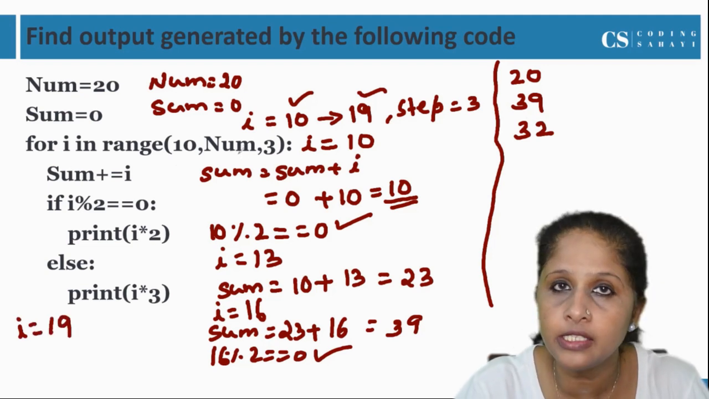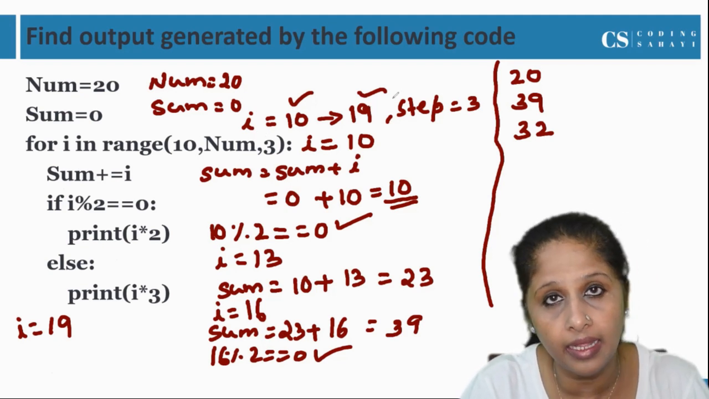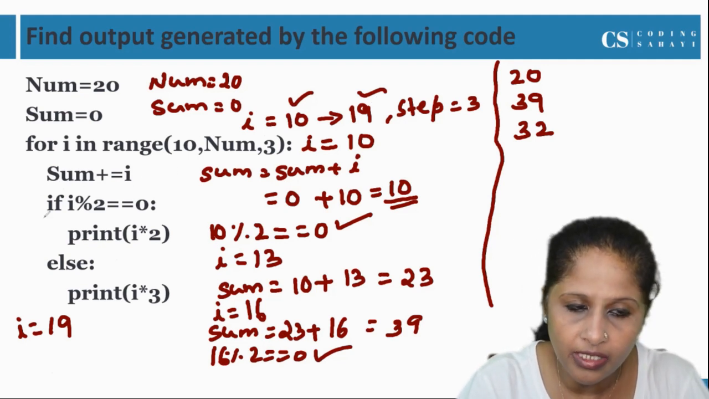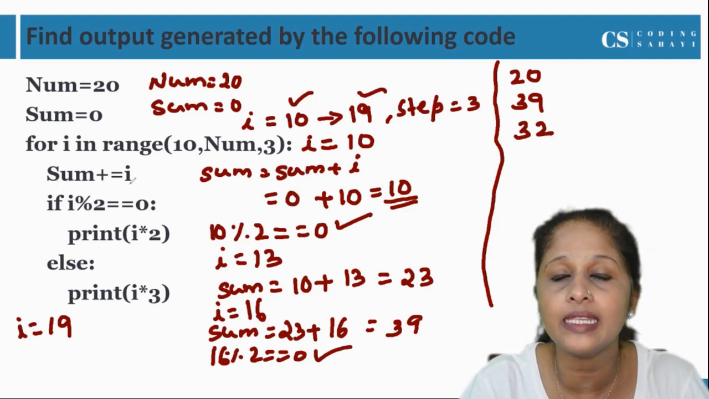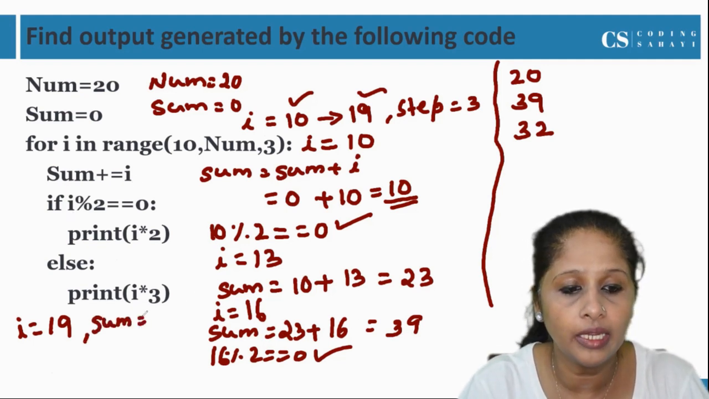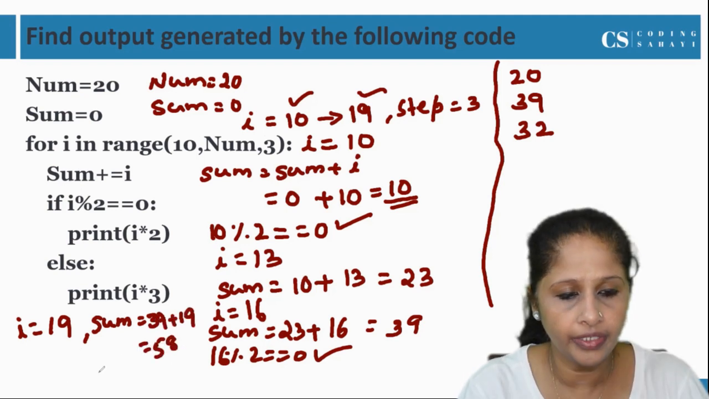Whether this loop will be executed? Yes, because i is in the range 10 to 19, that is 10 and 19 are included, right? So it will be executed. Then coming to the next line, it is sum += i. The last value of sum is 39. So 39 plus 19, so you will get 58.